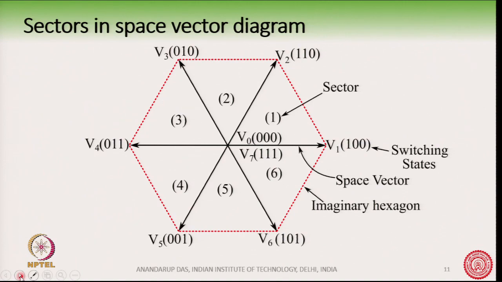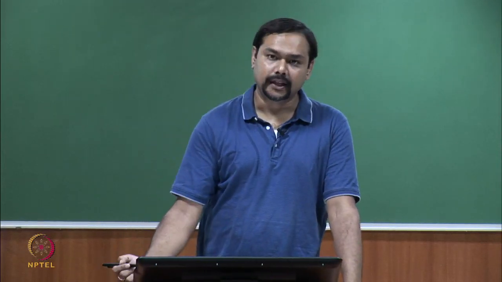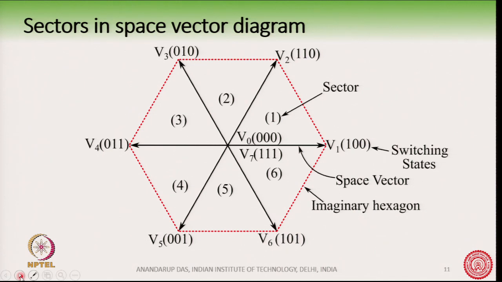So, once we have drawn this boundary, we can now divide the whole hexagon into 6 sectors. These sectors are 1, 2, 3, 4, 5, 6 as you can see in this diagram. The sectors are triangular in nature. The reference vector at any point here can be realized by switching the 3 nearest vectors in the same sector where the reference vector lies.